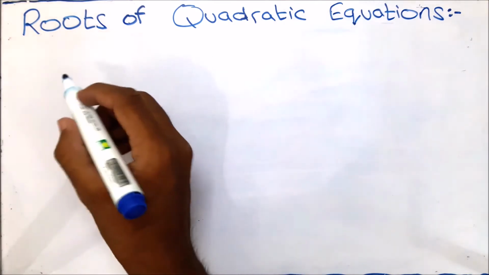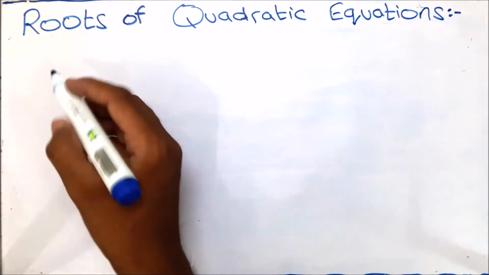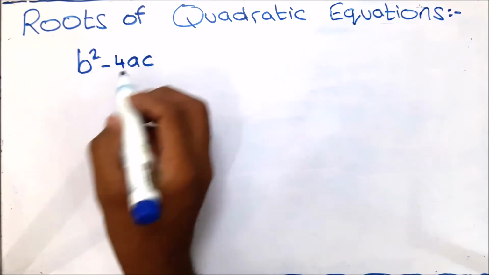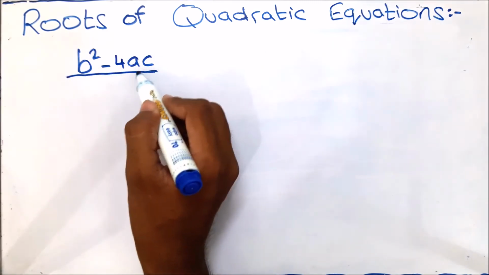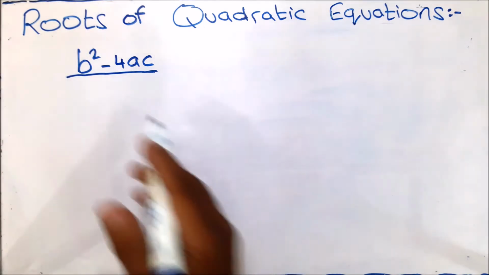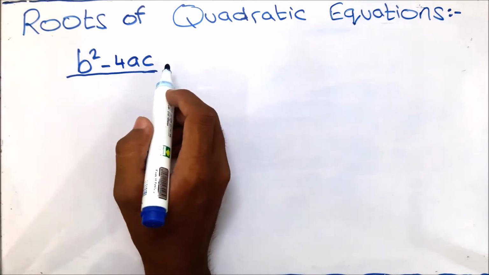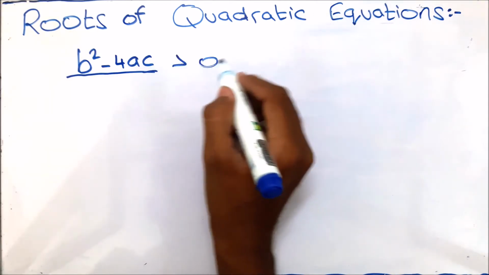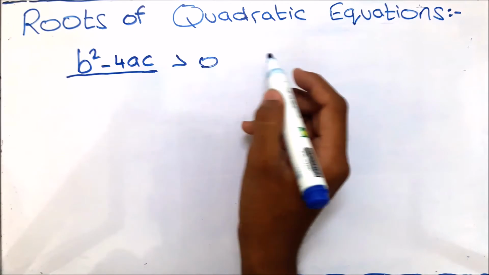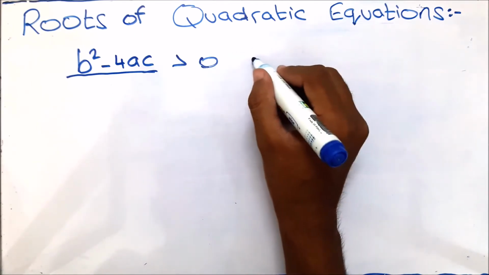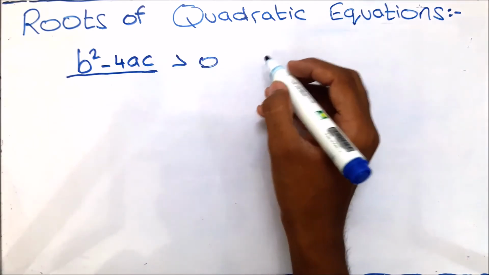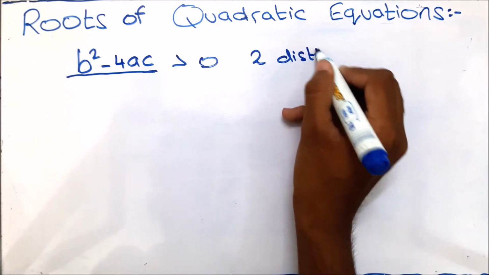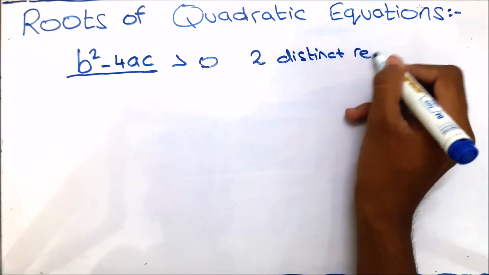What is the discriminant? The discriminant is just this formula, b squared minus 4ac, this magical formula. Whenever b squared minus 4ac is greater than 0, our quadratic equation will have two distinct real roots.